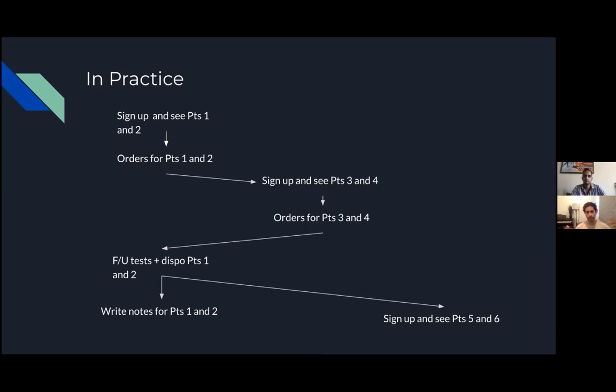So if you signed up for patient 1 and they have toe pain and patient 2 has bradycardia, just because you signed up for patient 2 second doesn't mean you go see them second. You go see patient 2 first, and then you go see patient 1, right? So being able to triage that is important.